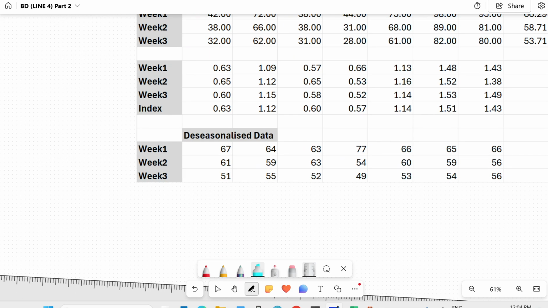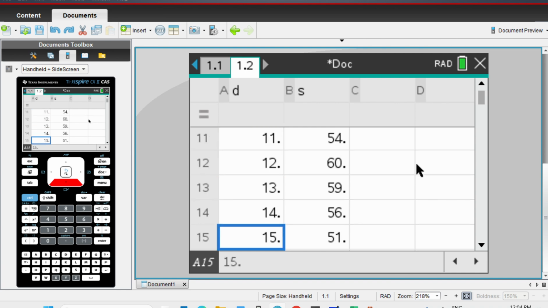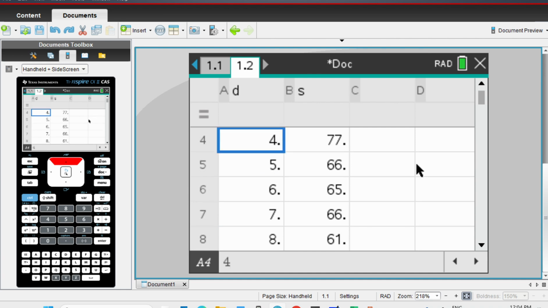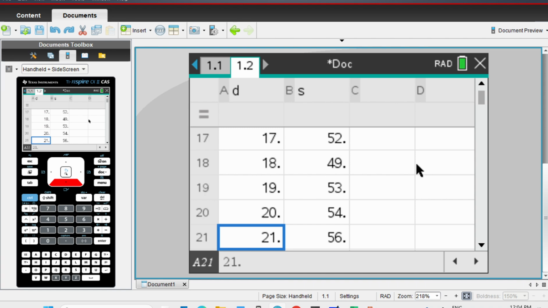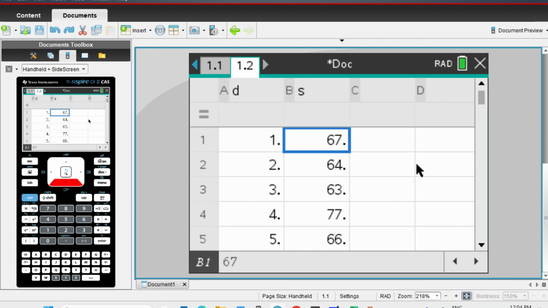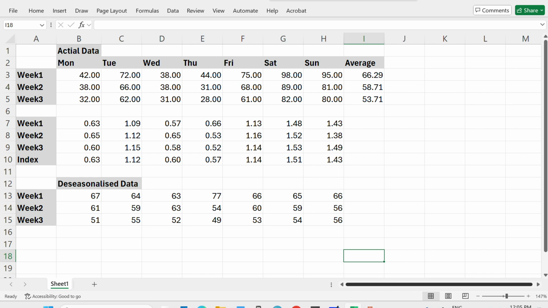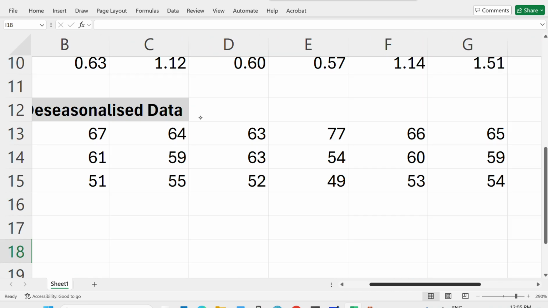Okay, so what I want you to do is go ahead and in the X list, or list 1, we need to enter the day number. There are 21 days, so we're going to go from 1 to 21 in that list, like that. And then in the Y list, you put the deseasonalized figures. All of those deseasonalized figures, you type them in. So these ones down here at the bottom.